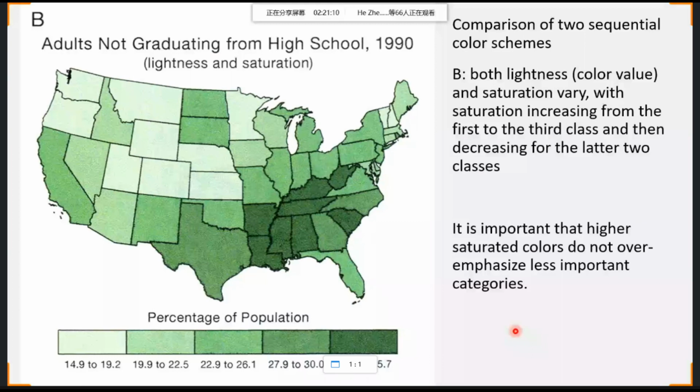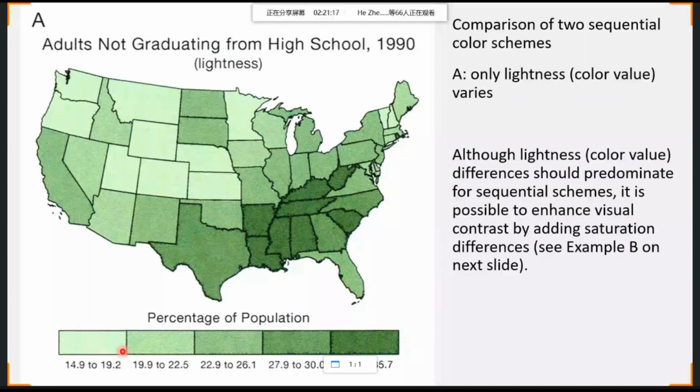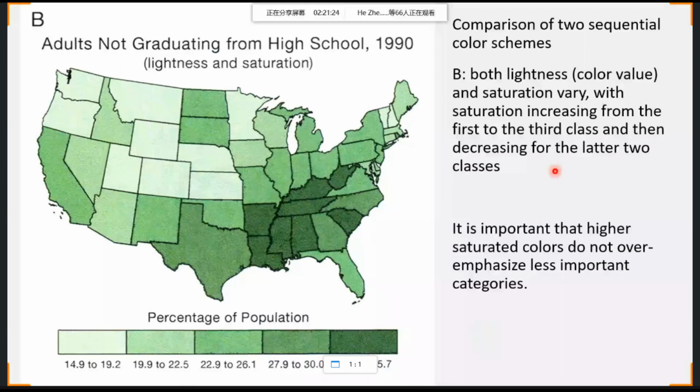Now, it's not a big difference. I switch back and forth again. Just check out here the legend, compare it. So it is only a slight difference here. So they mix it now a bit with saturation. So it's lightness and saturation. Both vary now. The saturation increases from the first to the third class and then decreases in the latter two classes. It is important that higher saturated colors do not overemphasize less important categories.